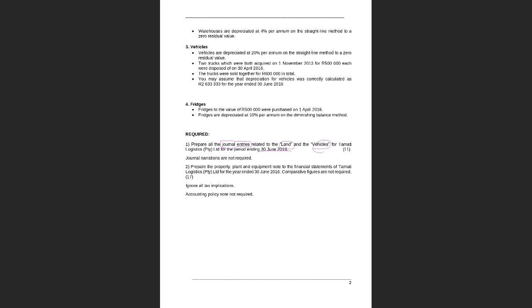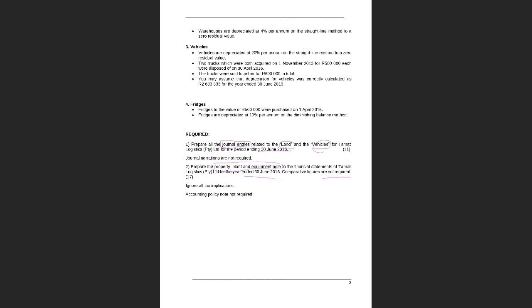And then it says journal narrations are not required. So please don't do what is not required. Obviously, there's no marks for that. So don't waste your time doing that, okay? And then the second part of the question is to prepare the PPE note. Okay, so this is very important, to prepare the PPE note to the financial statements, again, 30th of June, 2016. Comparatives are not required, so we're only going to be doing it for the year end 2016.